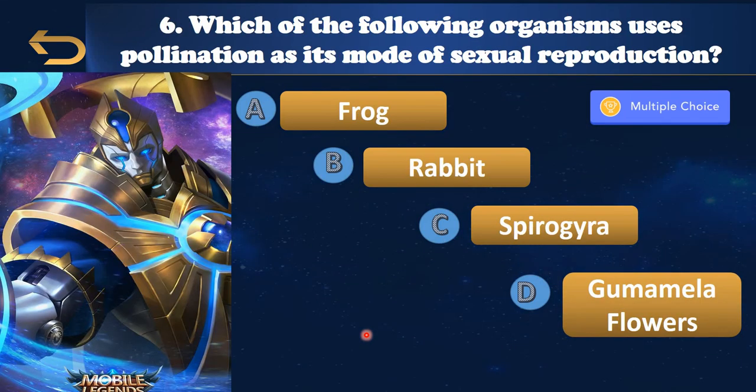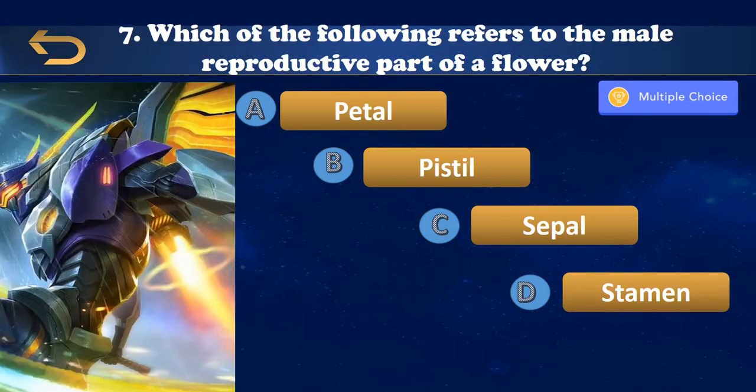Flower. Number 6 question. Which of the following organisms uses pollination as its mode of sexual reproduction? Is it A. Frog, B. Rabbit, C. Spirogyra, D. Gomamela flowers or hibiscus flowers? And go. Time is up. The correct answer is letter D. Gomamela flowers. Let's move on.